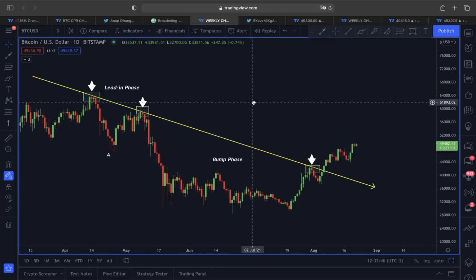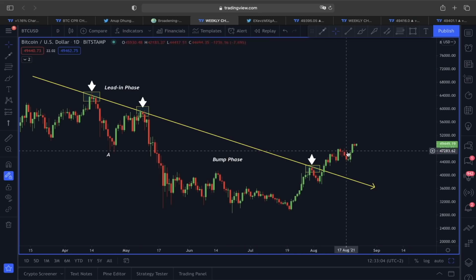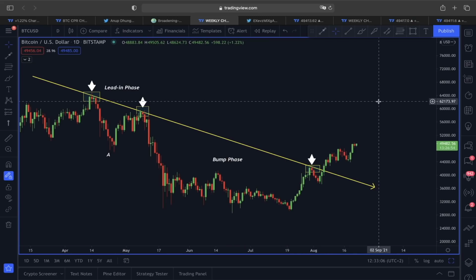Because according to the bump and run reversal bottom, as shown here in an example, after breaking out of this resistance line, in our case we didn't see this throwback, but still without the retest the price is showing this uphill run type of scenario. So also according to this bump and run reversal, the price of Bitcoin could be actually heading here to the upside.